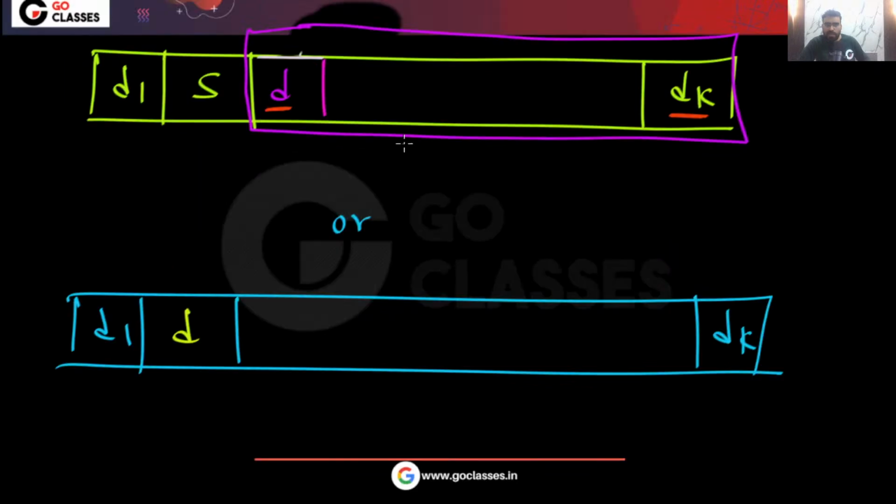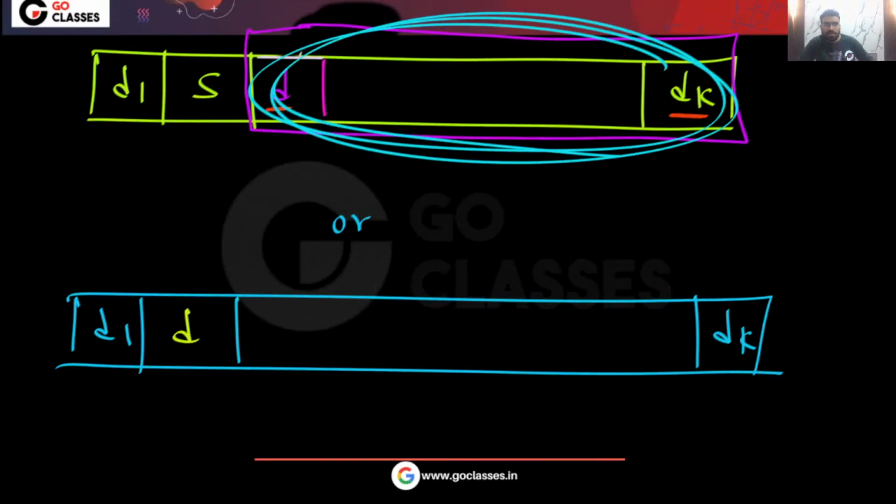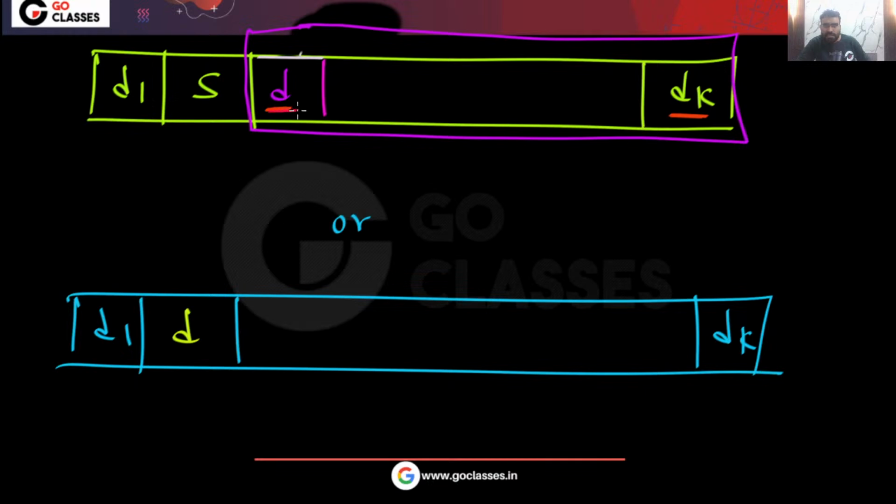So I am asking, how many such patterns are there, starting with a digit and ending with a digit? That will be nk minus 2. Yes or no? Because here the length is k minus 2. So how many of these patterns do you have? That is nk minus 2.